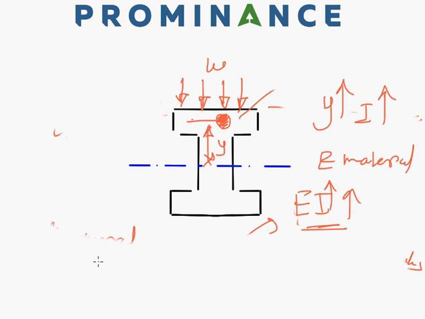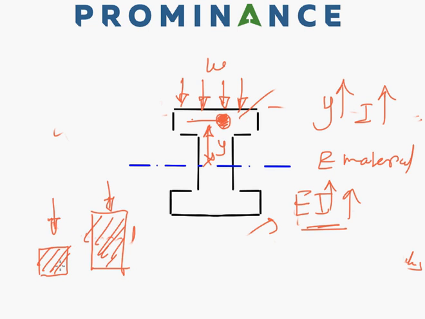So to give a simple layman's language example, if this is one beam and I have a second beam here, and if I am putting a load on the top of both the beams, then this will deflect less, whereas this will deflect more. So obviously the strength is better for this particular design compared to this one.